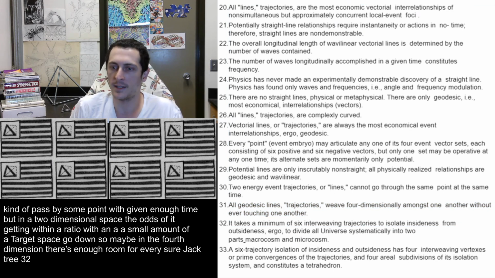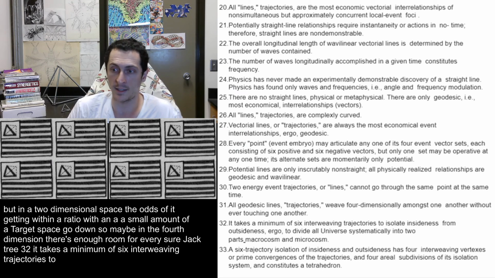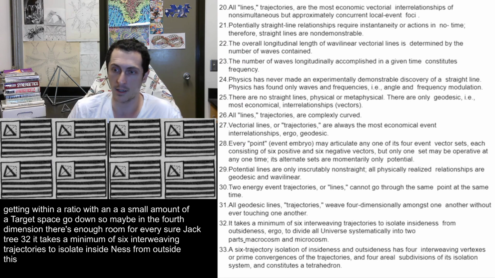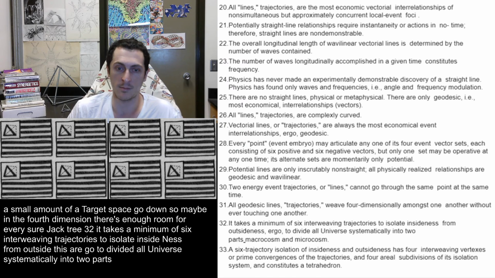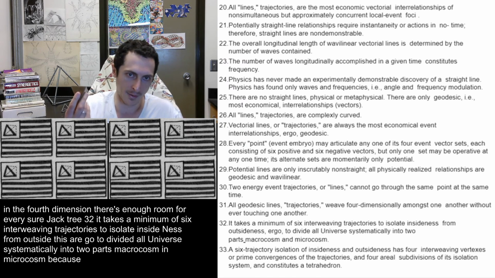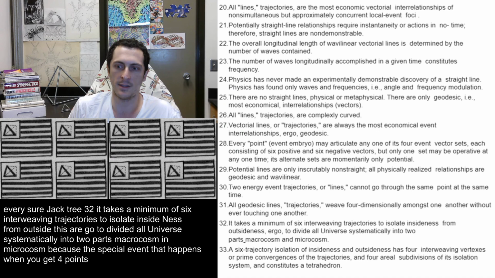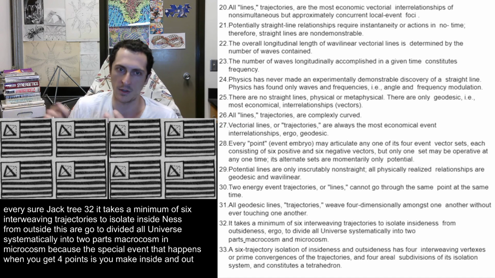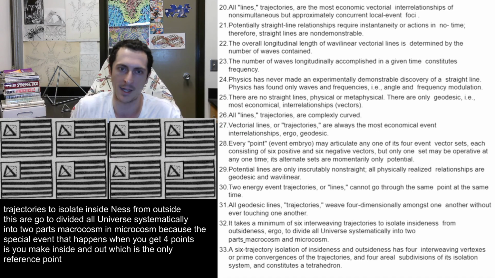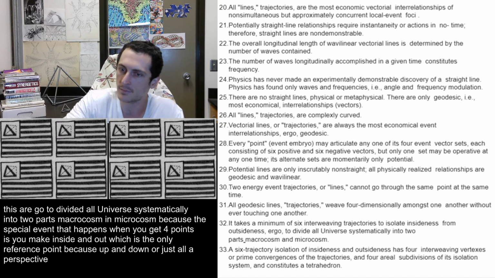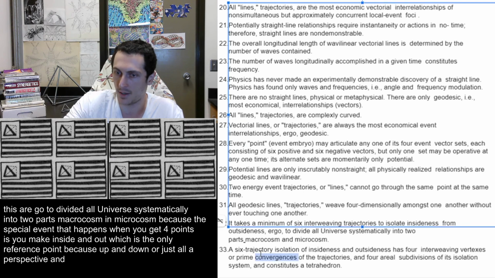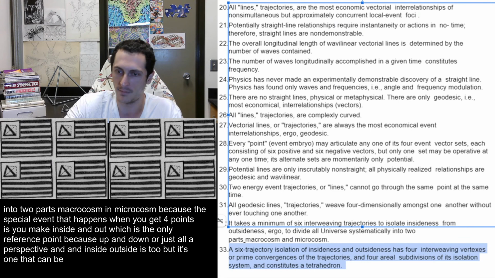32. It takes a minimum of 6 interweaving trajectories to isolate insideness from outsideness, ergo to divide all universe systematically into 2 parts, macrocosm and microcosm. Because the special event that happens when you get 4 points is you make inside and out, which is the only reference point, because up and down are just all a perspective. And inside and outside is 2, but it's one that can be grounded in a different way.